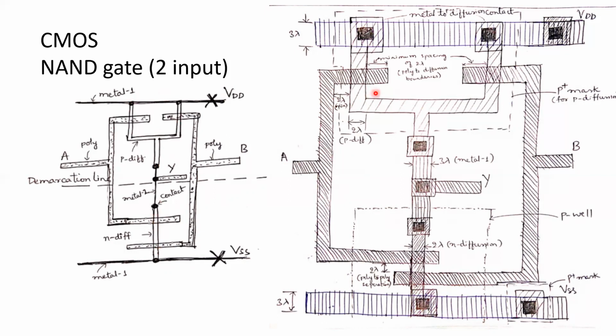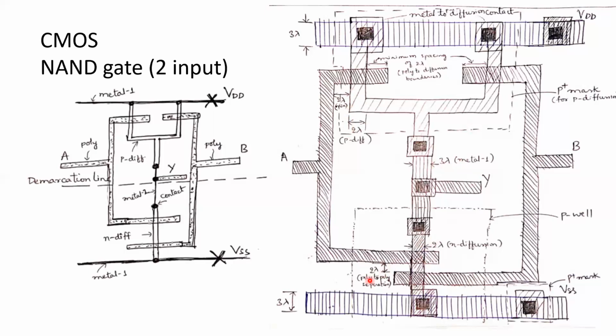So corresponding layout construction is done on the right hand side, keeping in mind the dimensions also represented here. You can see metal 1 with VDD of 3 lambda, similarly metal 1 on VSS as 3 lambda, and this is the minimum separation that one has to maintain between the polysilicon and diffusion boundary, and width of the diffusion is 2 lambda, width of the metal is 3 lambda, width of the end diffusion is also 2 lambda.